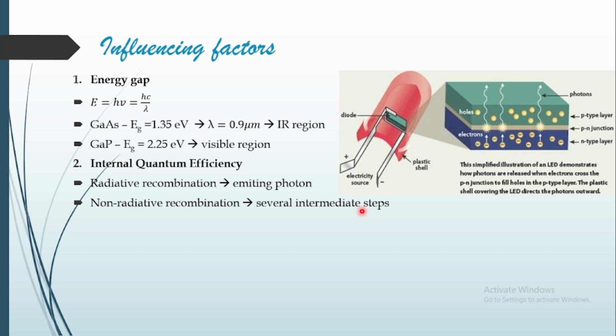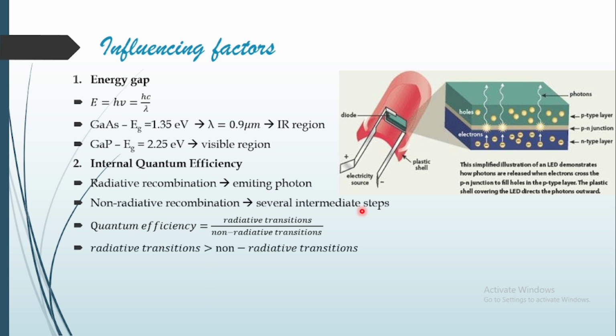So in an efficient device, the radiative process must be dominant so that more photons are emitted and most of the energy is converted into light. So losses are reduced and output is more. Moving to the meaning of quantum efficiency, it is nothing but the ratio of the radiative to non-radiative transitions. So if we want the efficiency of the LED to be high, it means that the radiative transitions should be more when compared to non-radiative transitions. That is, the numerator should be greater when compared to the denominator.